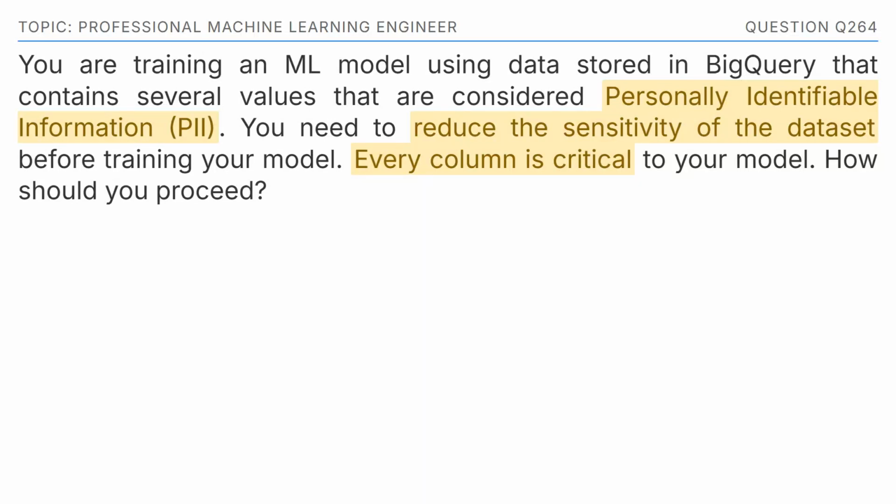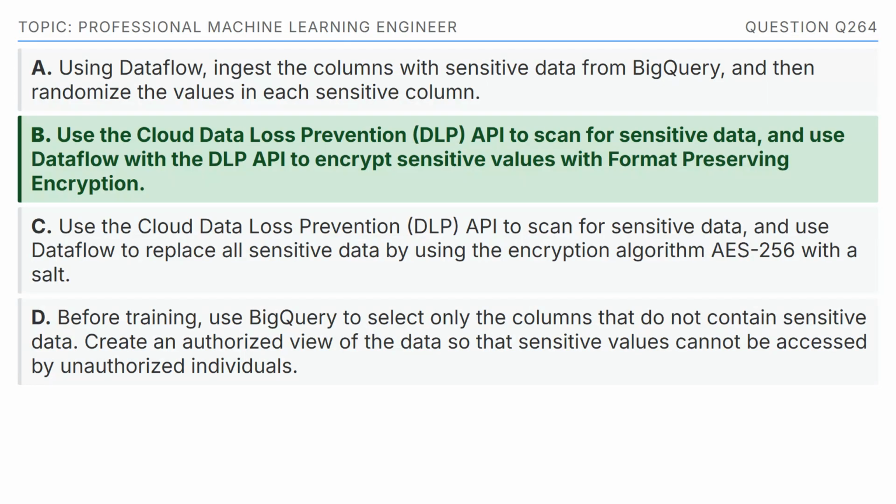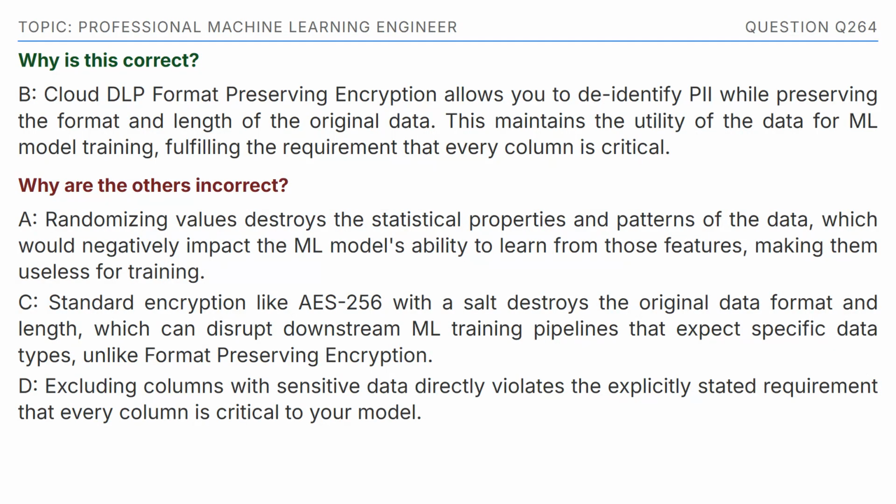To arrive at the correct answer, we focus on the keywords: personally identifiable information, PII, reduce the sensitivity of the dataset, every column is critical. The correct answer is option B, use the Cloud Data Loss Prevention (DLP) API to scan for sensitive data, and use Dataflow with the DLP API to encrypt sensitive values with format-preserving encryption. Why is this correct?